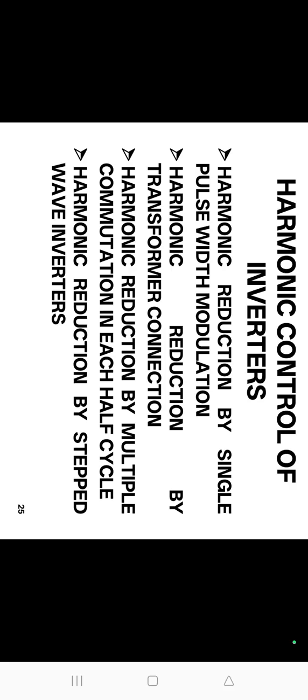of a similar rating. Next one is harmonic reduction by the multiple commutation in each cycle. This method is explained with respect to single phase inverters. Normally there is one commutation per cycle, at the end of each half cycle. This produces a square wave output. Instead of having commutation only at the end of the half cycle, some more commutations can be created in the half cycle. By properly selecting the values of the delay angles alpha 1 and alpha 2, any two unwanted harmonics can be eliminated from the waveform.